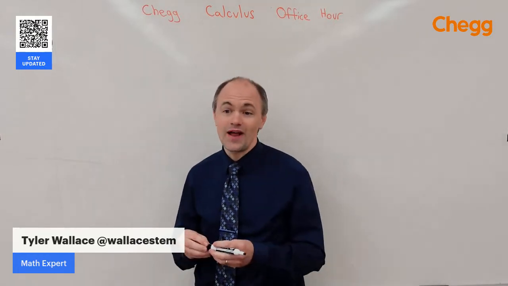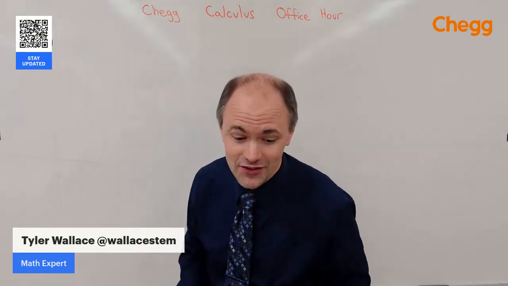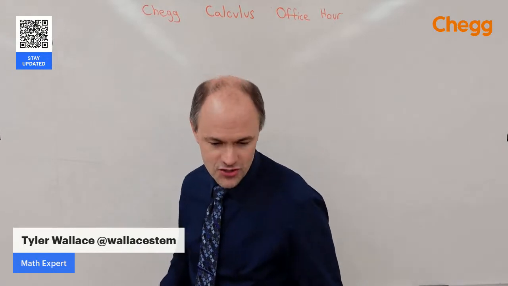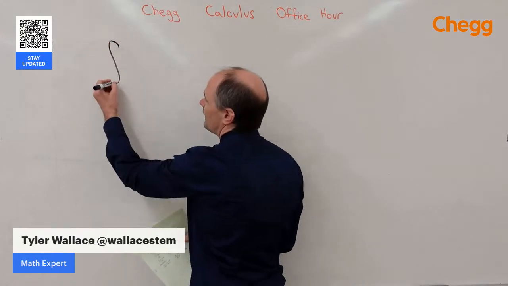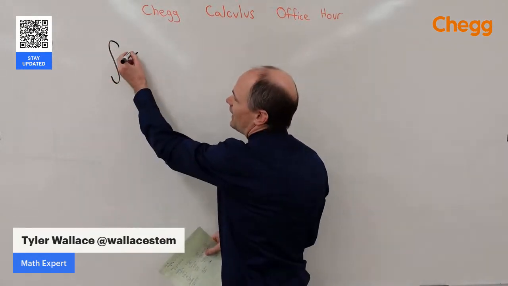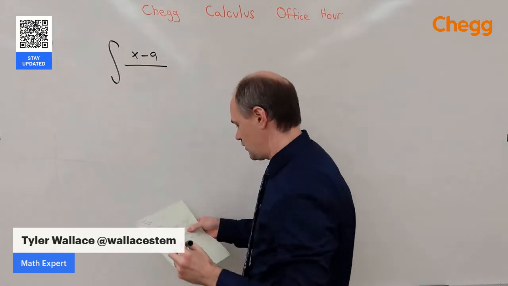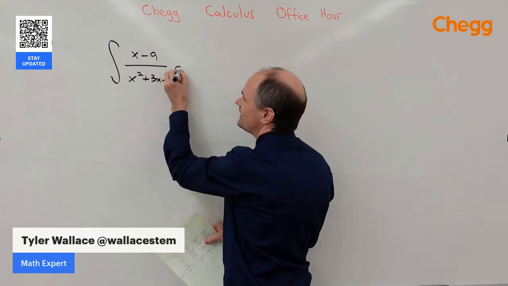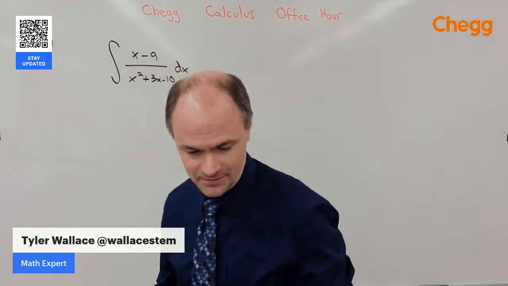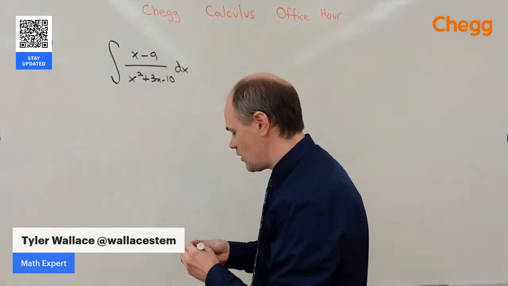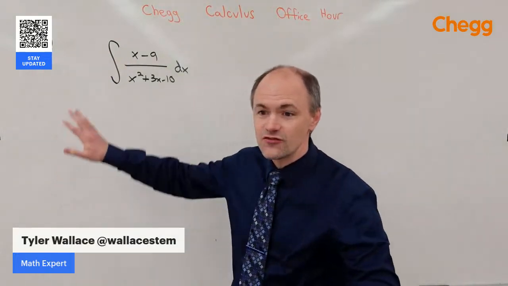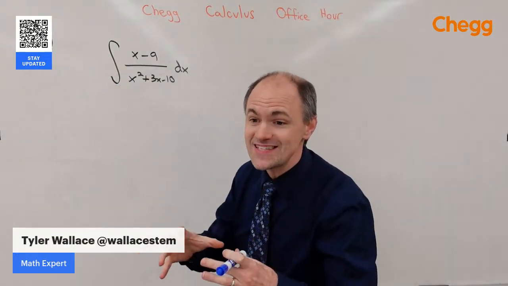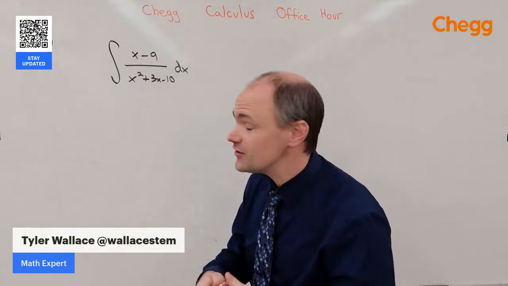So to kick things off, let's take a look at what I'm working on right now in my calculus class, and that's partial fractions. So let's do an integral of partial fractions. We're going to find the antiderivative of x minus 9 over x squared plus 3x minus 10 dx. With partial fractions, we want to take this fraction and break it up into pieces that are easier to integrate and easier to handle.